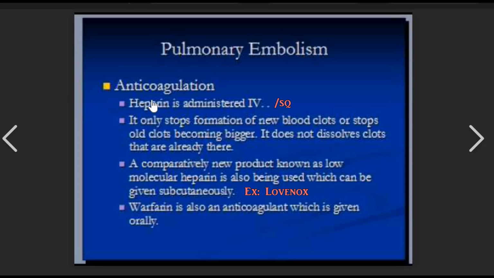The primary management includes anticoagulation or blood thinners, for example heparin, or low molecular weight heparin, for example Lovenox. Heparin can be given intravenous or subcu. And remember, these are not clot busters. They do not dissolve the clot, but they stop the formation of new clots and prevent the old clot from getting bigger. Along with this, patients are started on PO warfarin and wait till PO warfarin gets effective, and patients are discharged on PO warfarin for 2 to 3 months.